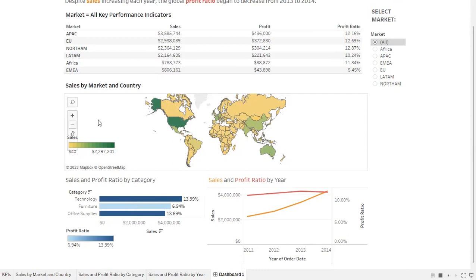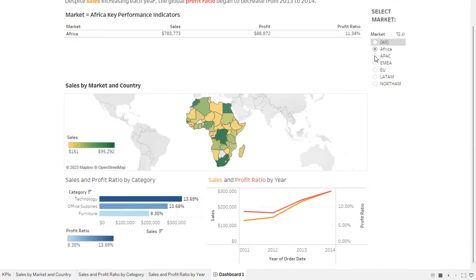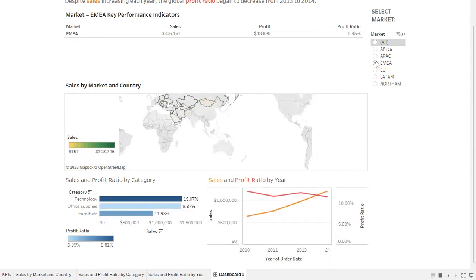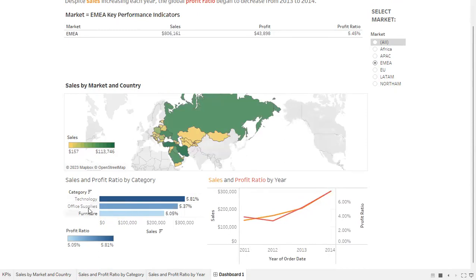There's a geographic map. The yellow end of the spectrum is the lowest sale countries, and the greener area countries have the highest sales. And then down at the bottom, there's an element here that can filter each region or each market's categories, sales, as well as profit ratio. And then on this side, we have the sales and profit ratio by year so we can get an idea of trends over time.